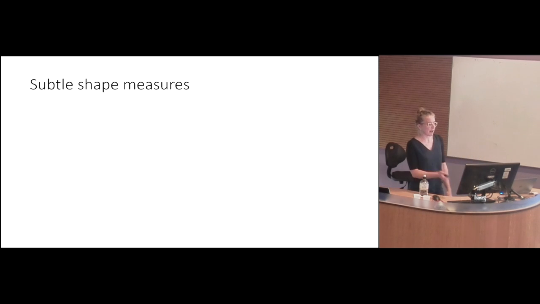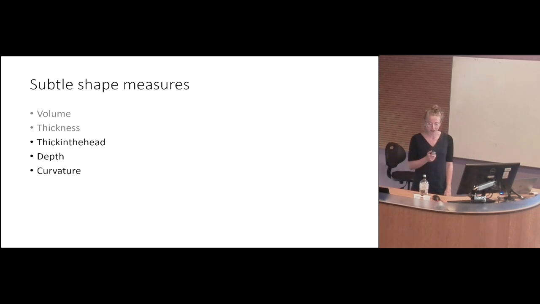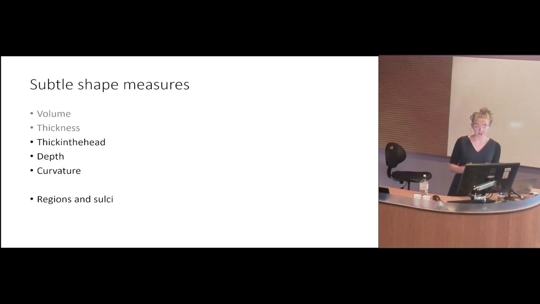So I said Mindboggle offers you a whole range of measures or metrics. In addition to volume and cortical thickness, you also get Thickinthehead, that's what they call it, depth and curvature. And interestingly enough, you get all of that for brain regions, but also for sulci. I should say that there are a few other metrics that Mindboggle outputs, but I don't have time to cover those today. But those are, I suppose, the main ones that one should know about. So I'll explain those now.